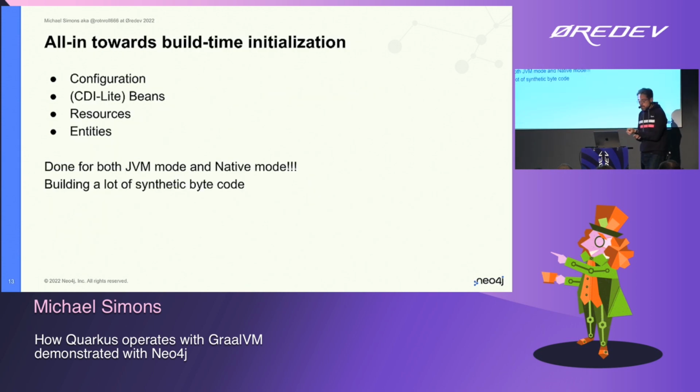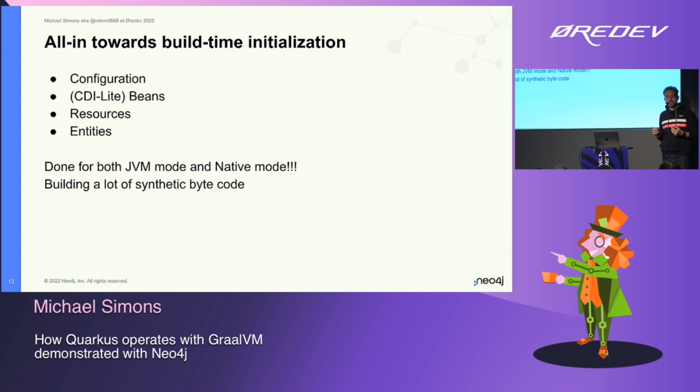So at the time of creation, the GraalVM was also doing only build-time initialization, and Quarkus followed that approach. Everything that is in there was done during build time: configuration, beans processing, resources, entities like for Hibernate or for Neo4j OGM, and they're doing this for both the JVM and the native modes.